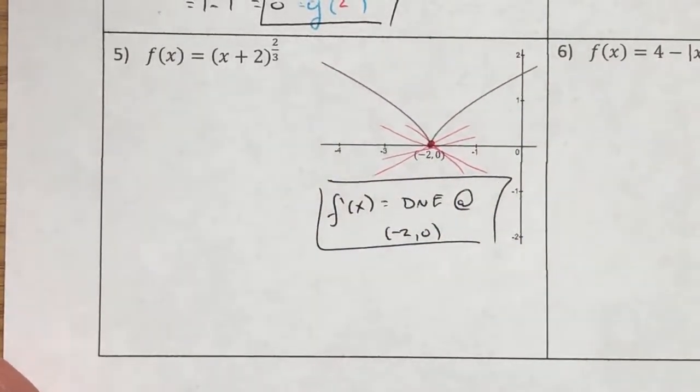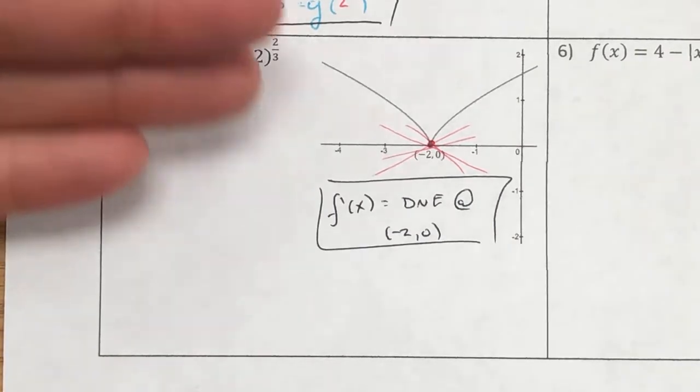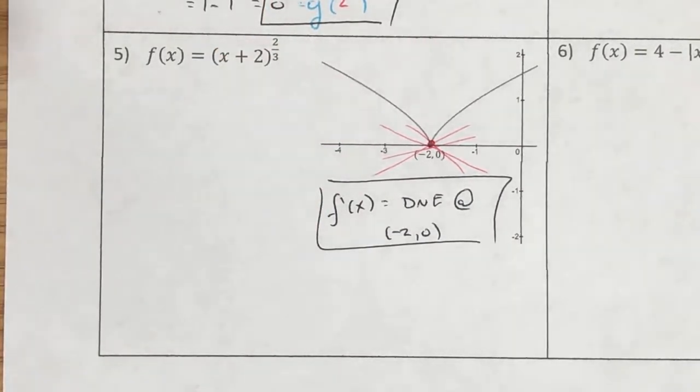So visually, I can see that. But what happens if we don't have the graph and we don't have time to graph that? Can we prove that mathematically on number 5? Well, let's take a look.